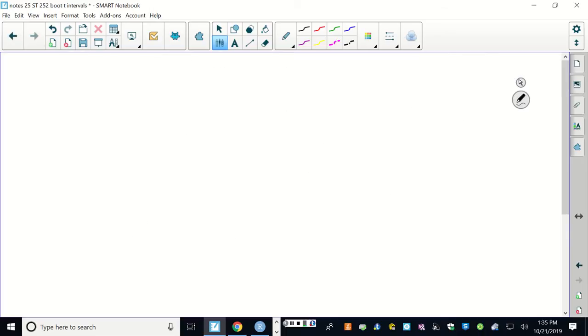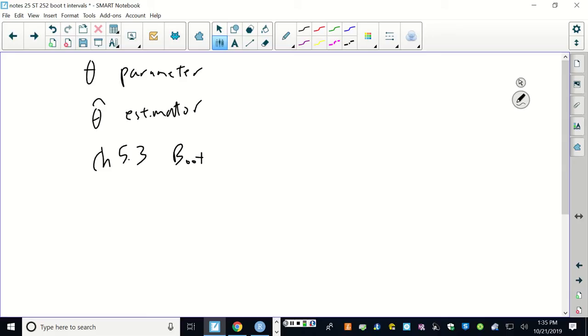And so we've seen some ways to do this. We have a parameter theta, and we have an estimator. One way we did this back in chapter 5.3 is we looked at bootstrap percentiles, which is one way to get an interval. Let's recall what we did with that one.